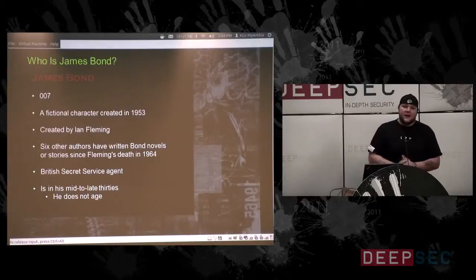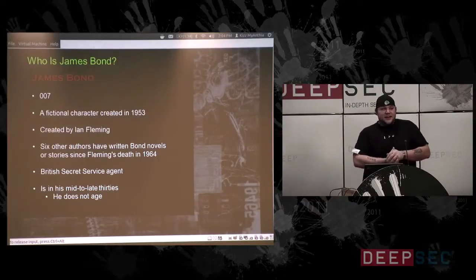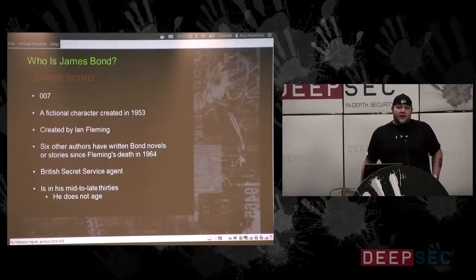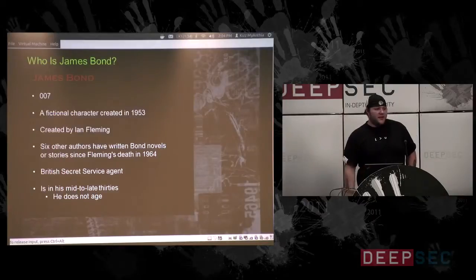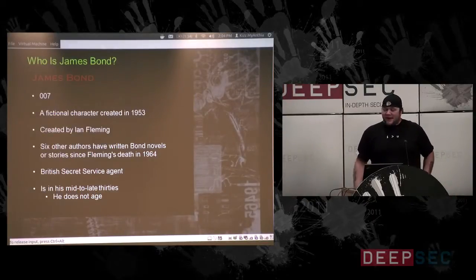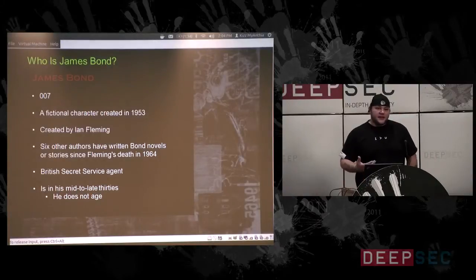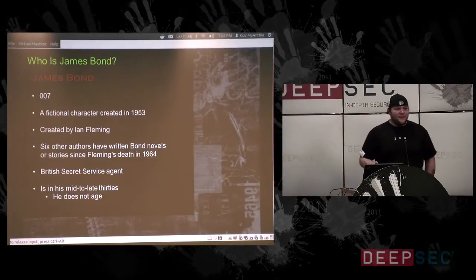So James Bond, a little bit, obviously 007. A fictional character created in 1953 by Ian Fleming. I'm sure most of you guys have at least seen one James Bond movie or read a novel or something throughout your lives. If you notice, he never ages. Ian Fleming made it in the stories that he will never age. They say his birth date was roughly 1921-ish. So it depends on which book you actually go by.